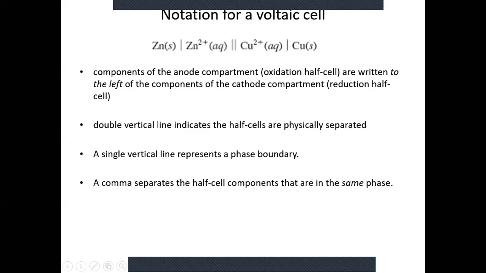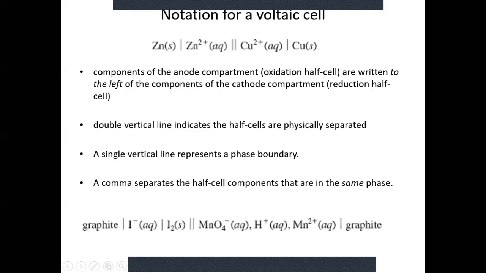Now, one thing you've got to remember, for example here, we have an inactive electrode graphite, single line, iodide, which is aqueous, I2, which is solid, another single line. The salt bridge, permanganate, H plus and Mn2 plus are all the same phase, so you see we use commas to separate them, and then a single line because then we have a graphite.